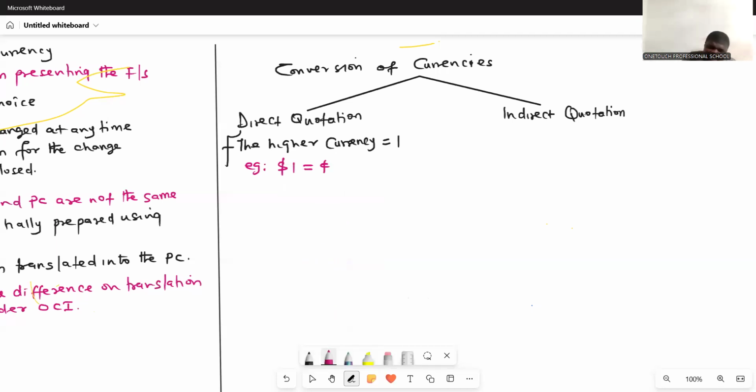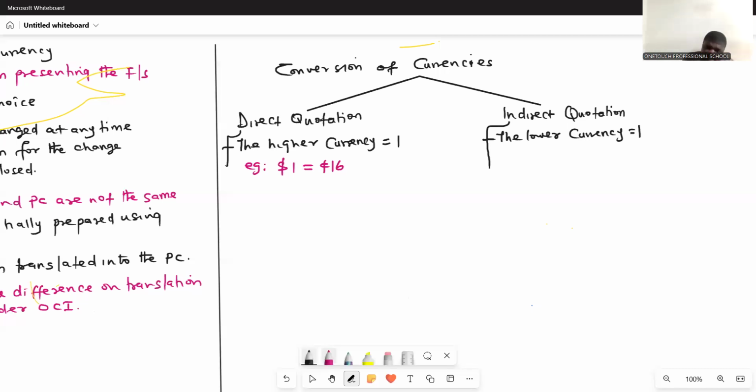Okay, so $1 is 16 cedis. This one we call direct quotation. Then we have the indirect quotation. That one, the lower currency is equal to 1. So you see that the higher currency will always be in decimals.